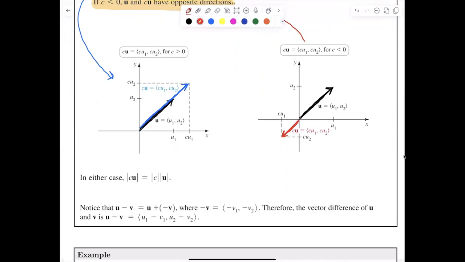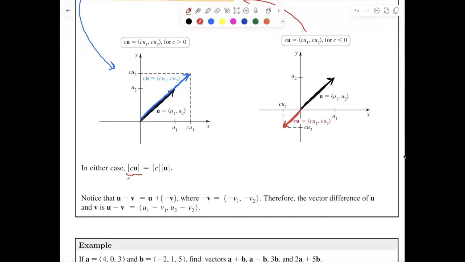Please note that the magnitude of this new vector is the absolute value of the scalar times the magnitude of vector u. So here we go. This is the length of cu, which is the absolute value of c times the magnitude of u.